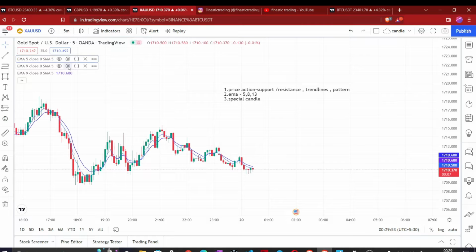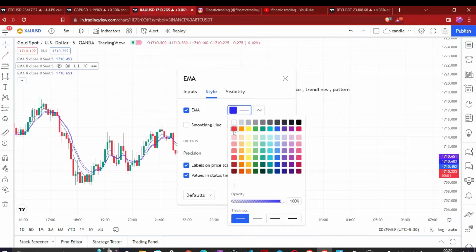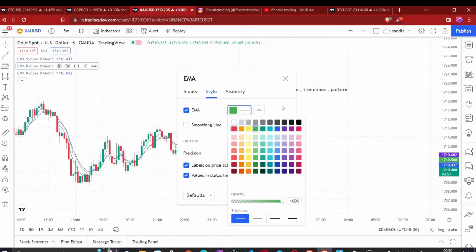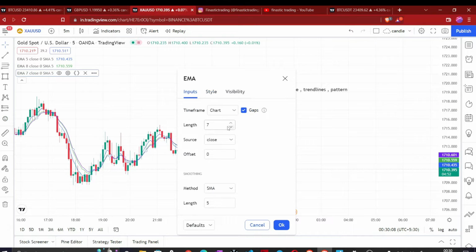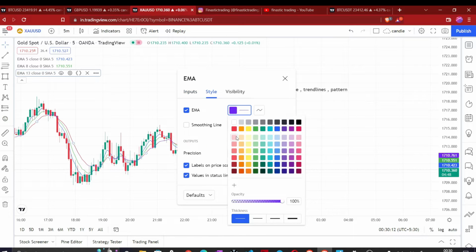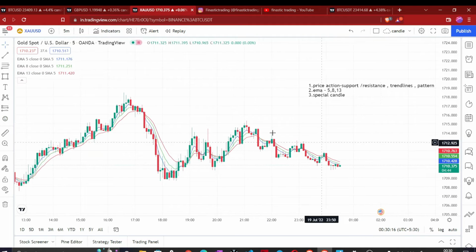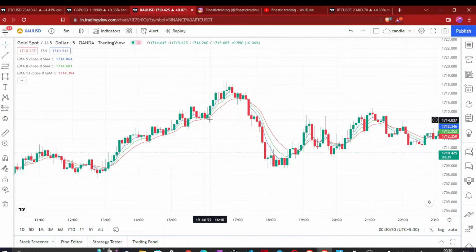Go to the second EMA, settings. The length of second one is 8. I'll let the color be red, or let it be green. And the third one should be 13. I'll color it red. And there you go guys. This is all you need. This is all we need for the strategy.